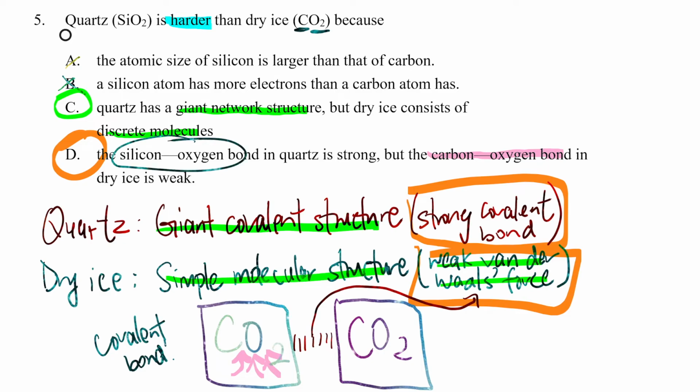The same thing applies over here. When we're talking about the silicon-oxygen bond, they're talking about within the silicon-oxygen, and that is still a covalent bond also. So don't get confused with this. There's no way this is weak. The bond within carbon-oxygen is still a normal covalent bond, which is definitely strong. So option D is also wrong. The only correct answer is option C.